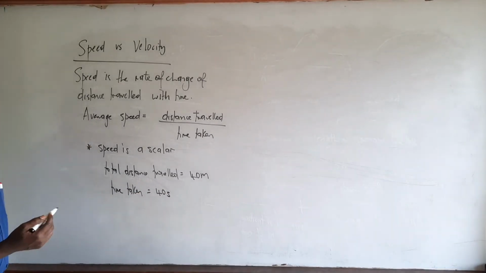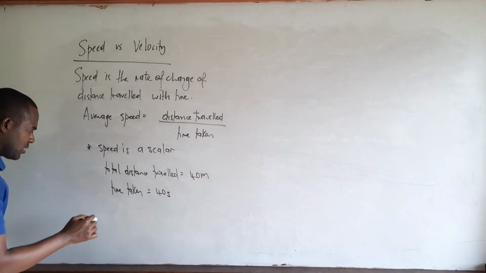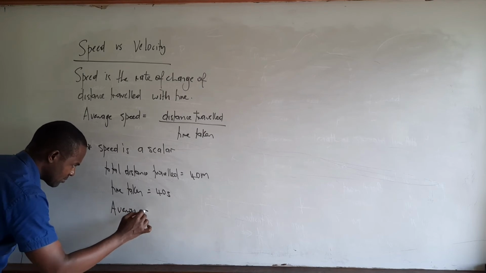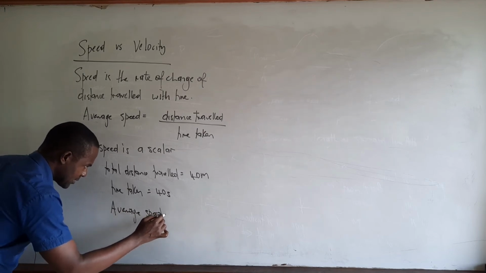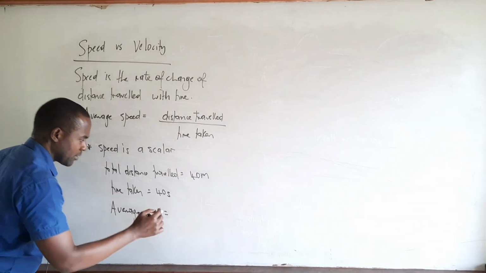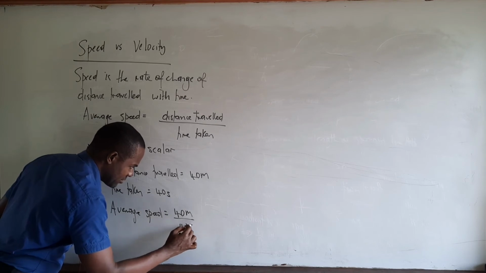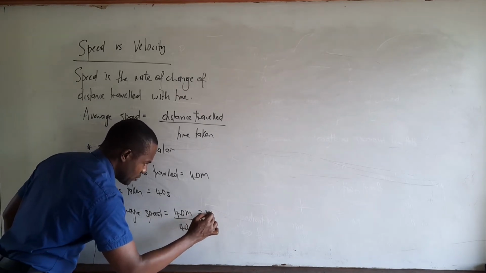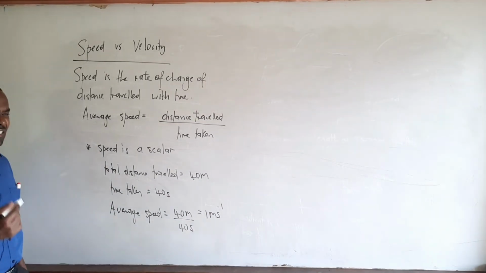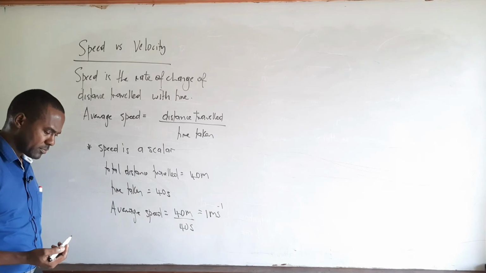Now that we have a value for the time taken, we can go ahead and calculate the average speed. And so the average speed is equal to distance traveled divided by time taken. So this gives us 40 meters divided by 40 seconds, which of course gives us 1 meter per second. So the man's average speed, or his speed on average, was 1 meter per second, right?